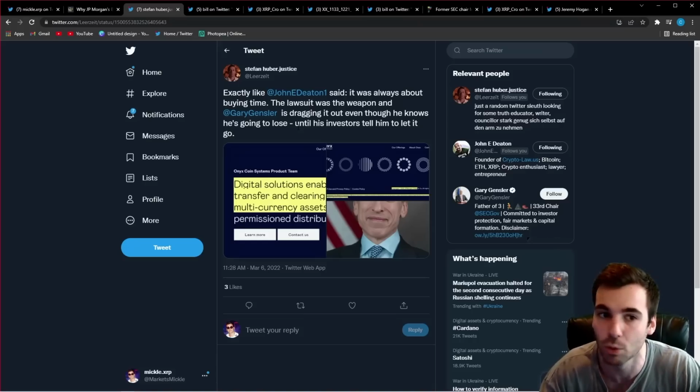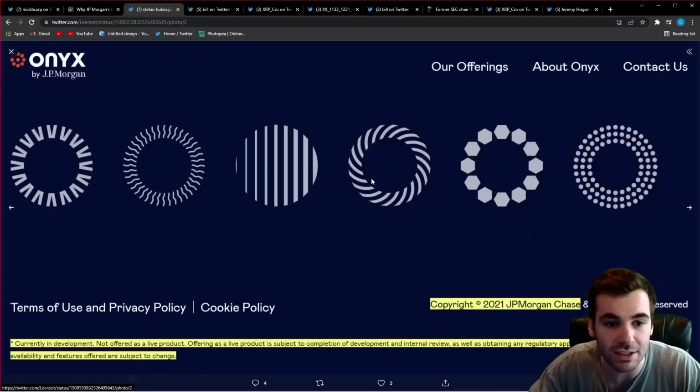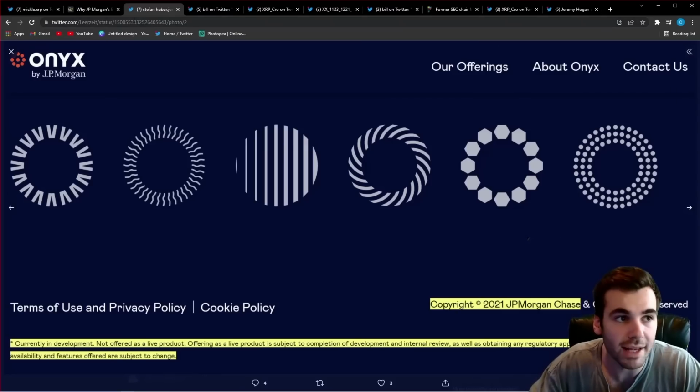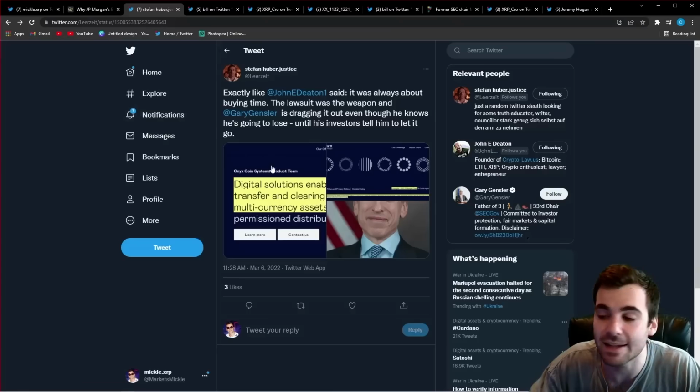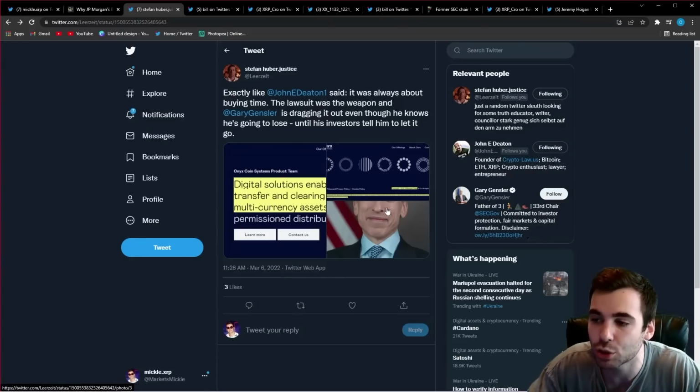Right here, we have out of JP Morgan, their Onyx blockchain system, digital solution enabling instant transfer and clearing of multi-bank, multi-currency assets. What does that sound like? That sounds exactly like Ripple. We can also see, if we go back here, that currently deployment is waiting on internal review and regulatory approval. So right here, we see JP Morgan is developing their digital solution for enabling transfers and clearing of multi-bank currency assets, and it's waiting on regulatory approval.